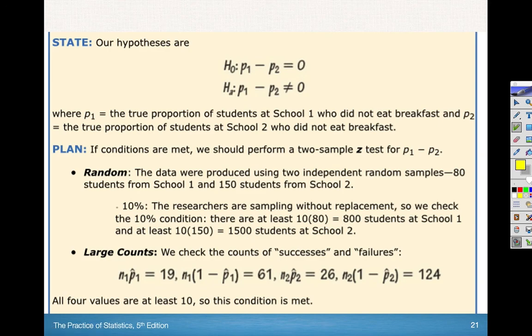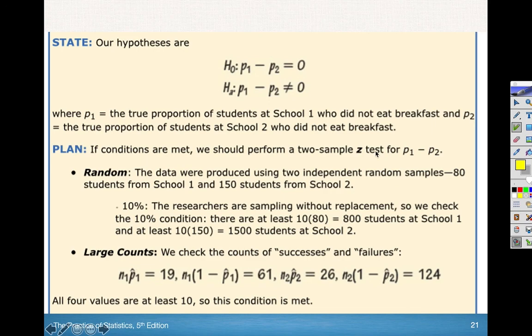We're checking conditions with N1 and P1 hat. All of these, 19, 61, 26, 124, you have to show that. This line where I'm circling, you have to show that exact line. That is about as small as it gets. And then you tell me there are at least 4, so we have our large counts condition. On this slide, essentially nothing can be missed. The only change I could possibly see is writing 2 proportion z-test.